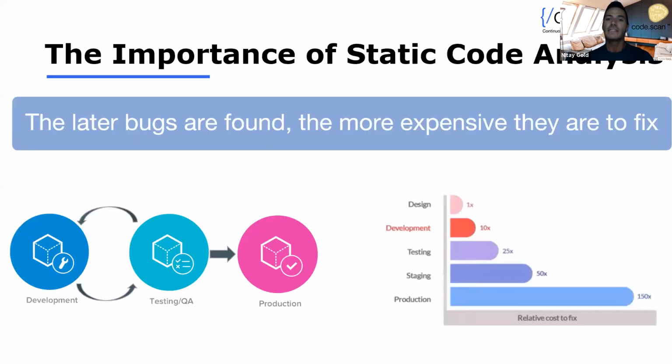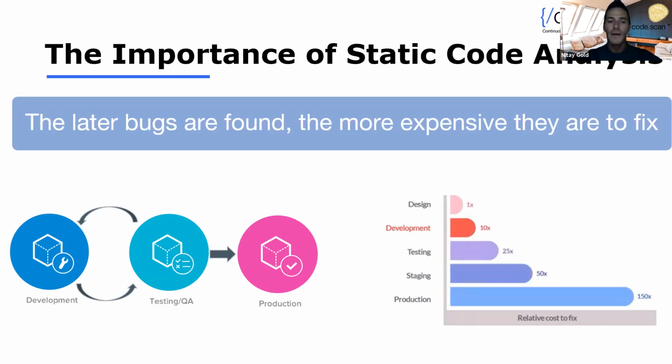So in that case, static code analysis can solve a lot of things. But the main challenge that static code analysis is coming to solve is the situation that we all face. We all know that the later the bugs are found, the more expensive they are to fix.